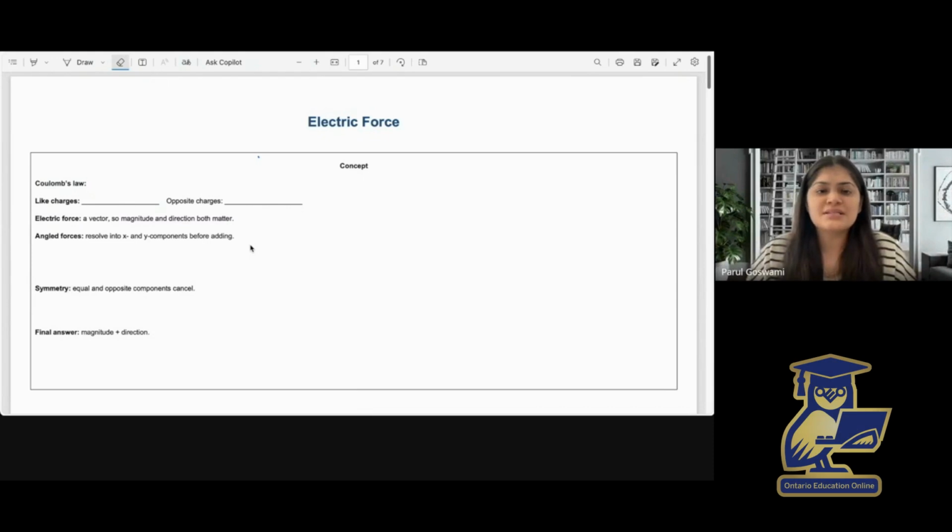Hi everyone, this is the lesson on electric force, in which we are going to solve one question based on Coulomb's law. Before we start solving the question, let's review the main physics ideas we need. First, we will use Coulomb's law.